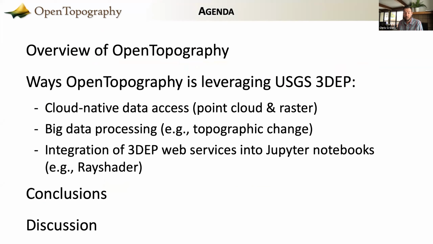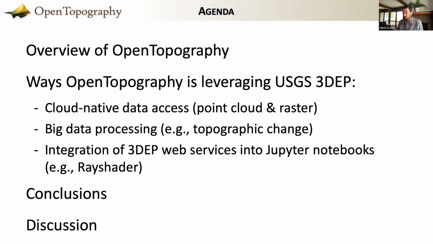Matt Beckley, who's also on the call, and I are going to trade off and talk about various topics on this agenda. Basically we're going to talk about OpenTopography access to 3DEP point cloud and raster data via these cloud native resources, and some of the National Map API infrastructure. I'm going to show you an example of using those same cloud native data sets to do some big data processing, looking at topographic change at the state level scale. I'll show you an example from Indiana.